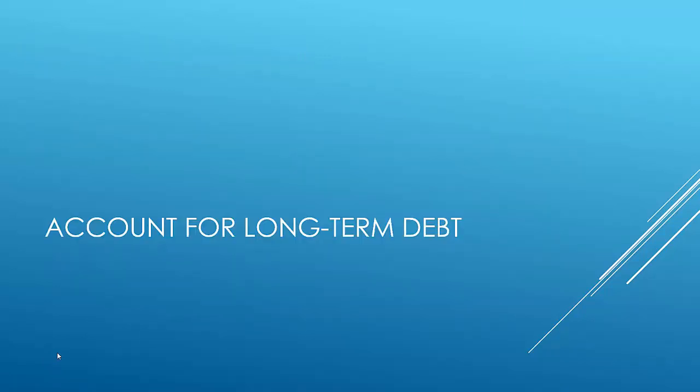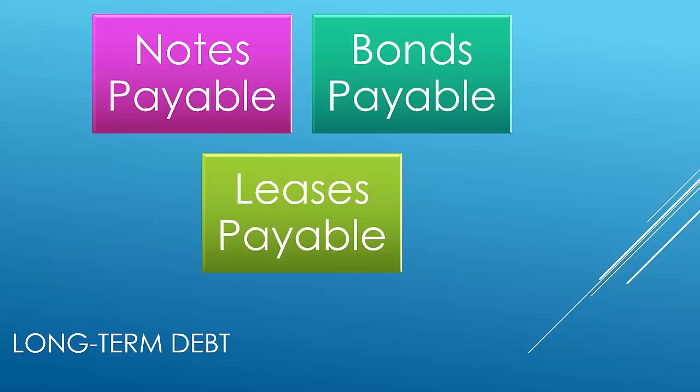And now we're going to account for some long-term debt. So we're sort of shifting gears now, and we're going to talk about long-term debt. There are different kinds of long-term debt: notes payable, bonds payable, and leases. Those are different ways for us to do capital structuring within our company, meaning where does the company finance itself? Where does it get its money from?